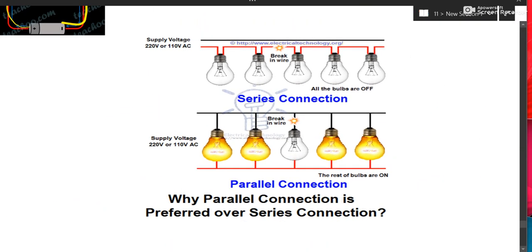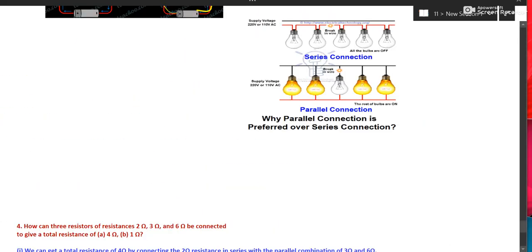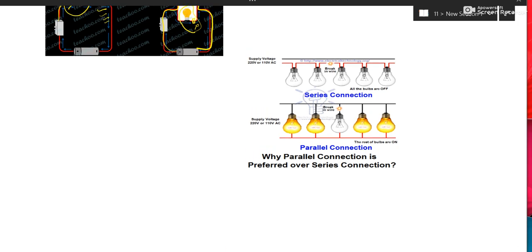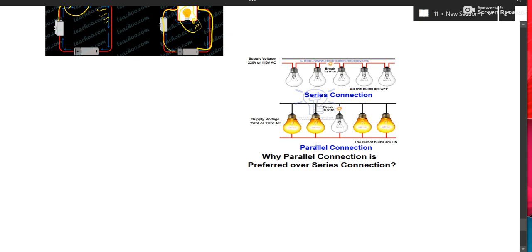You can see this more clearly in this diagram. Here the wire is broken in series, so no one will glow, all are fused. But here the wire is broken, so only this one is not glowing, the rest have independent paths. So that is the advantage of parallel.